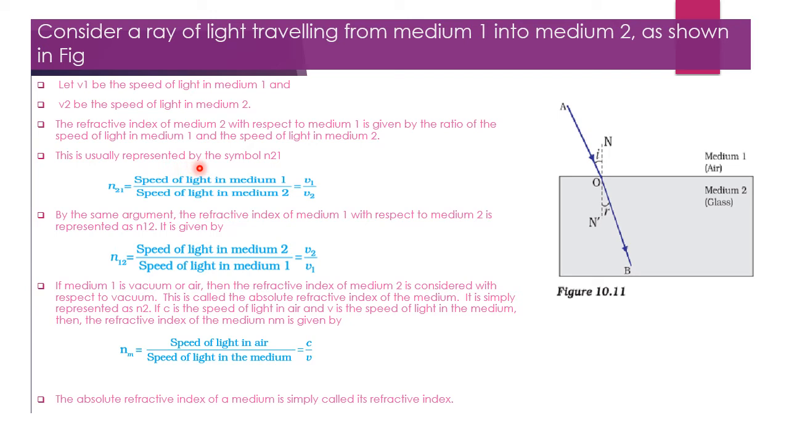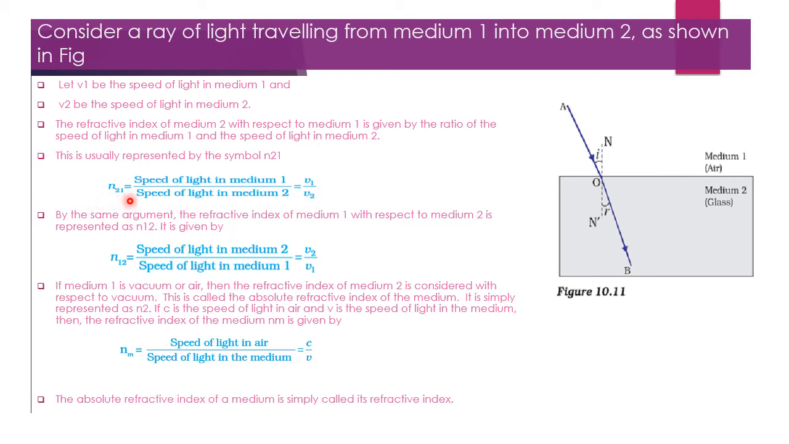It is usually represented by the symbol N21. Okay, here it is. N21 is the speed of light in medium 1. What was its speed? V1. And what is the speed of light in medium 2? V2. So this is the speed of light in medium 1 upon the speed of light in medium 2. That is V1 upon V2. And how is it written? N21.